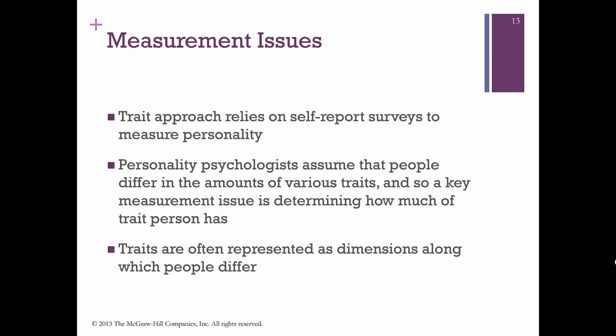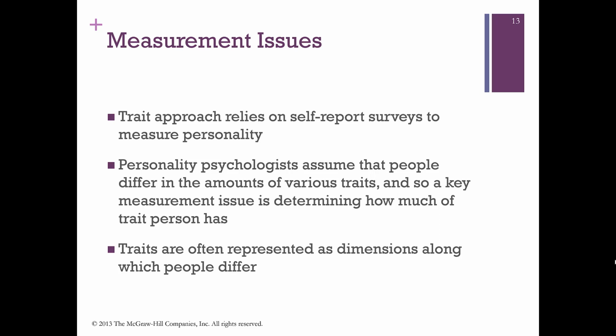Now that we've looked at the theoretical issues, we're going to focus on the measurement issues in trait psychology. A key issue is that this approach relies on self-report measures. We've already talked about the limitations of self-report measures, so if you're having trouble remembering those, look back to Chapter 2.